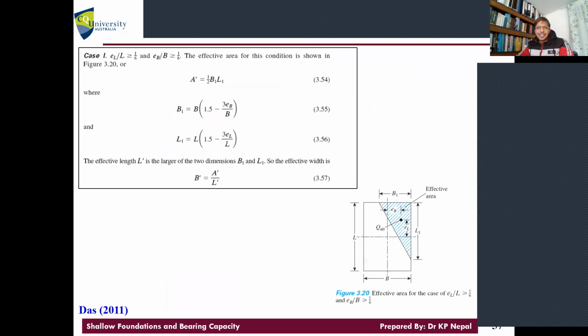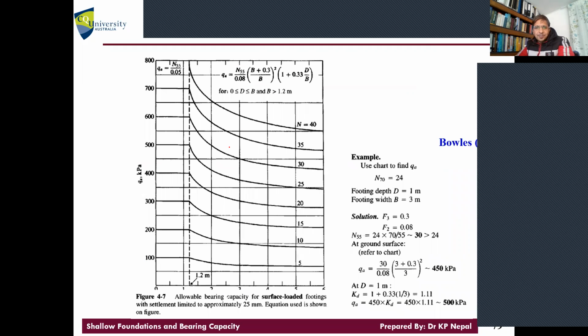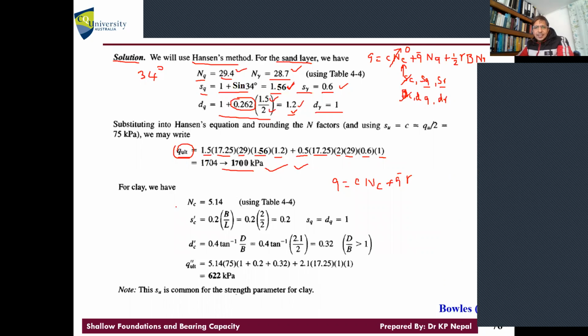Okay, so that's what it is here. You see, 5.14 we got from there, and of course we use the shape correction factors, based on phi equals 0. N_c is 5.14. What is N_q? N_q is 1. N gamma is 0, so there is no third term, only the first and second terms. So can I write now just that? What is the S value?